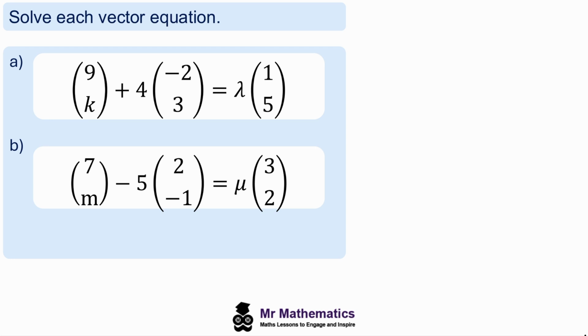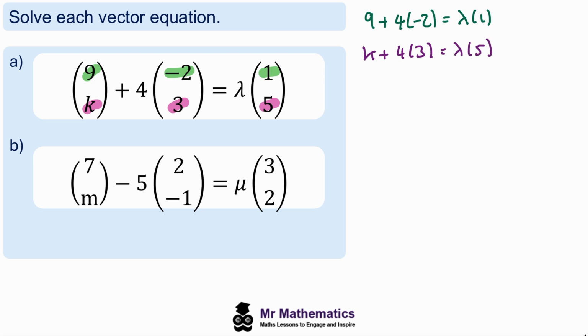So if we just work through using the same method, we'll look at the horizontal components, and we'll do the same for the vertical. So we'll have 9 plus 4 lots of negative 2 must equal lambda lots of 1. And then we'll have k plus 4 lots of 3 must equal lambda lots of 5. But now the problem is, we cannot solve this bottom equation because we have 2 unknowns and only one equation.